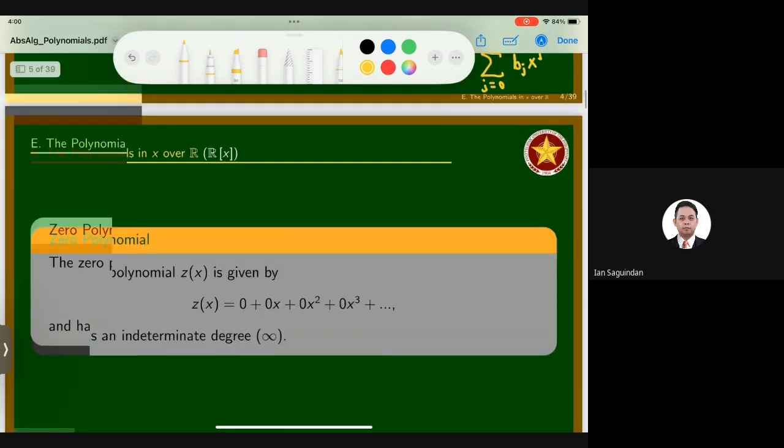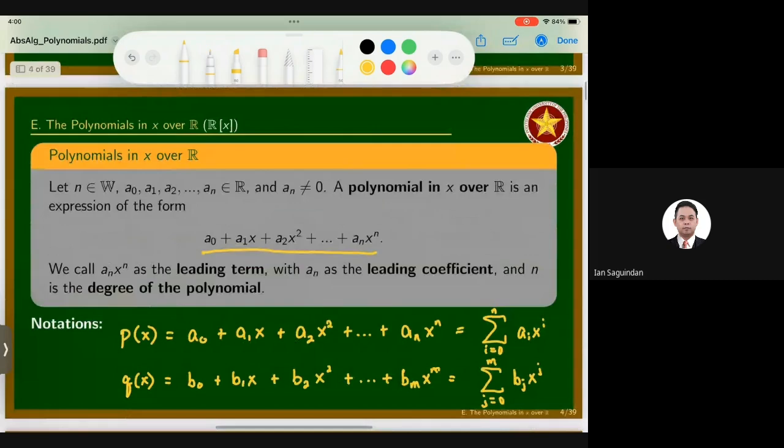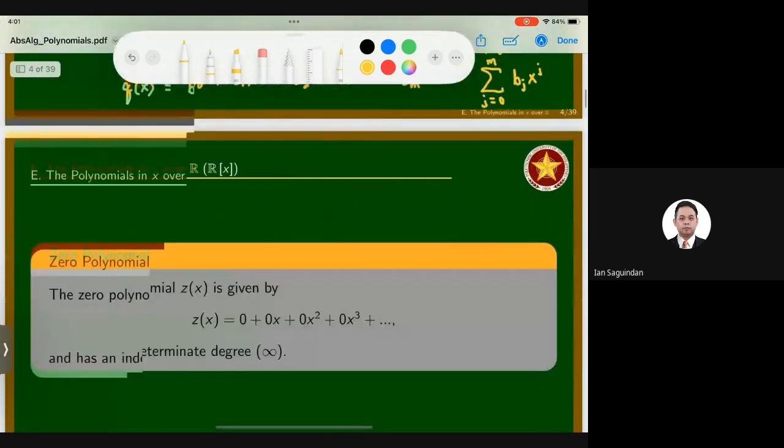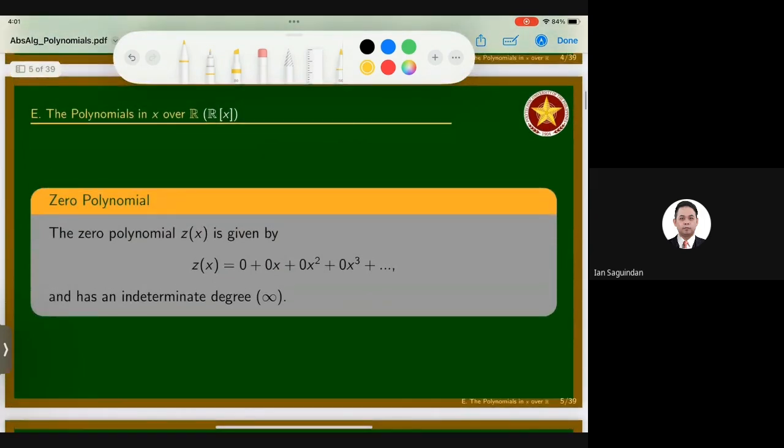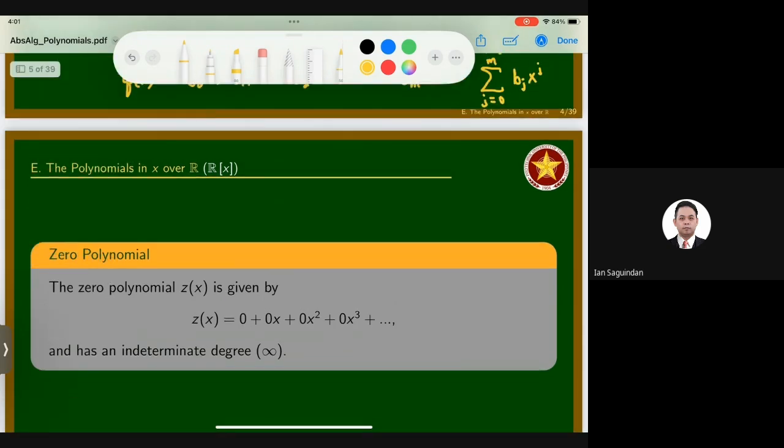Based on the definition, in order to have a specific degree of a polynomial, we are going to name it n, and a sub n should not be 0. So if all terms are equal to 0, then we cannot specify a specific degree. So that is why we are saying that if it is a zero polynomial, then it is of indeterminate degree. Okay, so as far as the degrees are concerned, we are associating the following terms. We say if a polynomial is of 0 degree, we are saying that it is a constant polynomial.